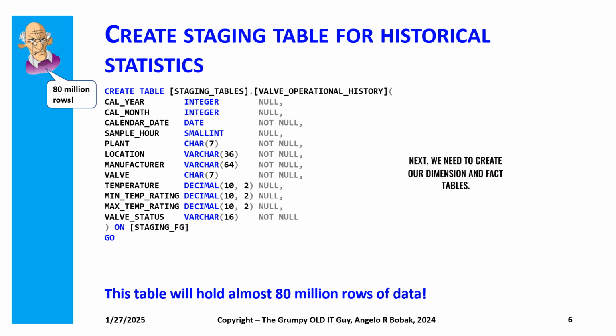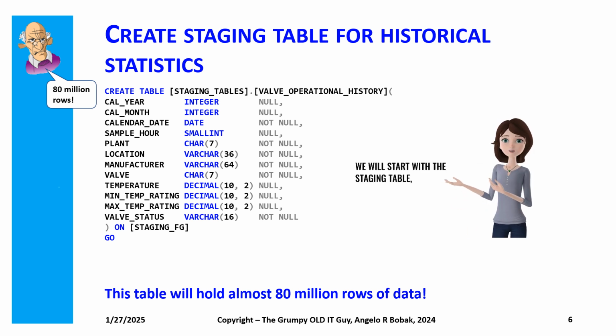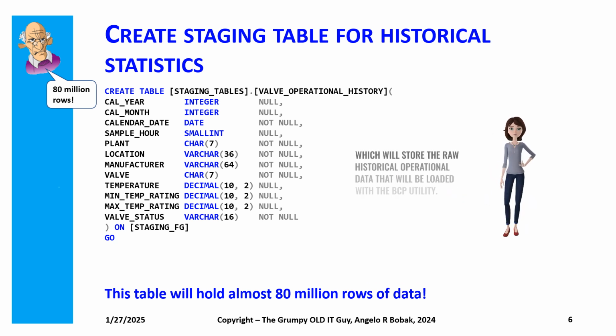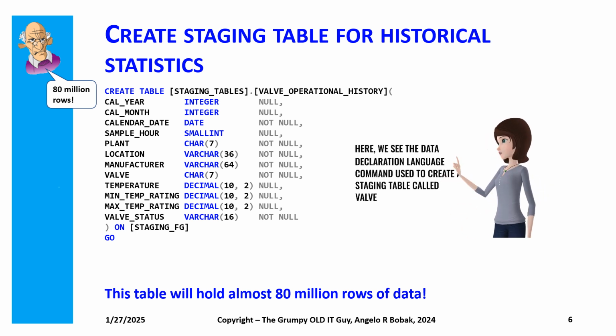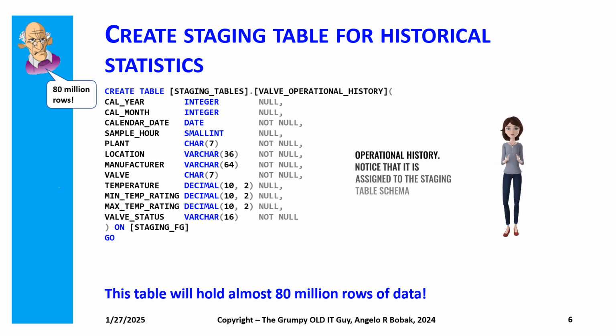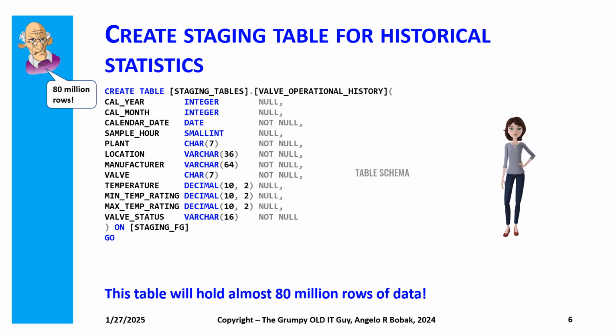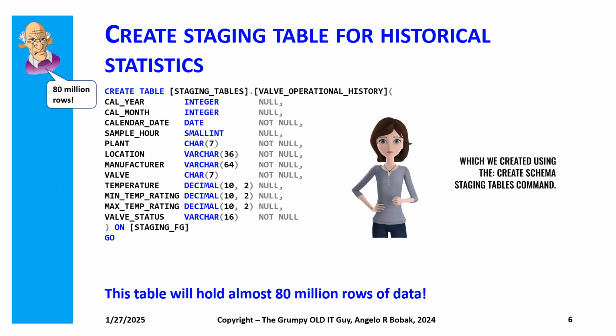Next, we need to create our dimension and fact table. We will start with the staging table, which will store the historical operational data that will be loaded with the BCP utility. Here, we see the data definition language command used to create a staging table called valve operational history. Notice that it is assigned to the staging table schema, which we created using the create schema staging table command.